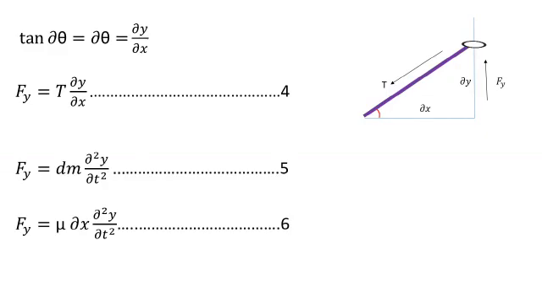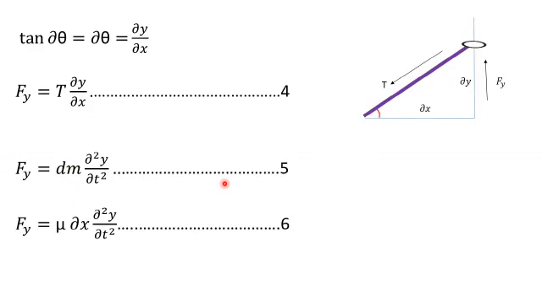From the fundamental geometry, tan curly theta is equal to curly y by curly x, perpendicular by base. In that case, this is the perpendicular while this is the base. So using this value in equation third, we have f of y is equal to T curly y by curly x. Let's say this is equation number 4.